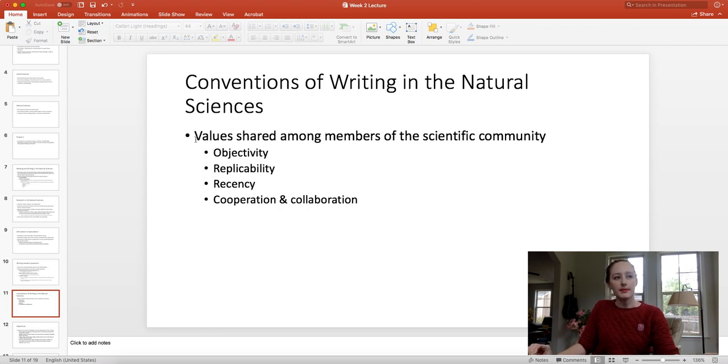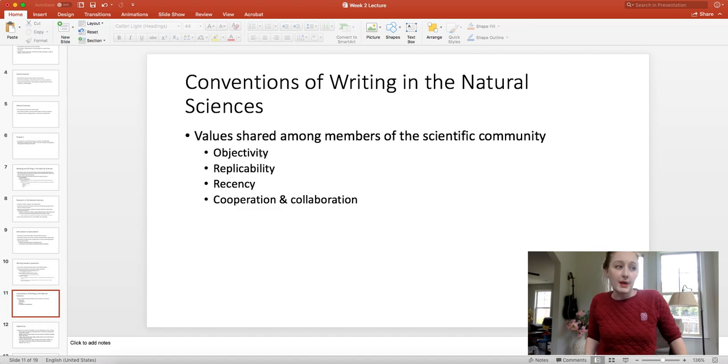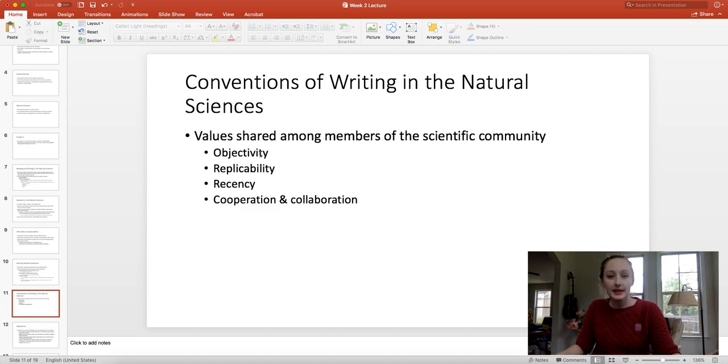Values shared among members of the scientific community include objectivity. So that means trying to be as unbiased as possible. Replicability, which is being able to repeat the experiment and get the same findings. Recency, which refers to the latest. What is the latest research?